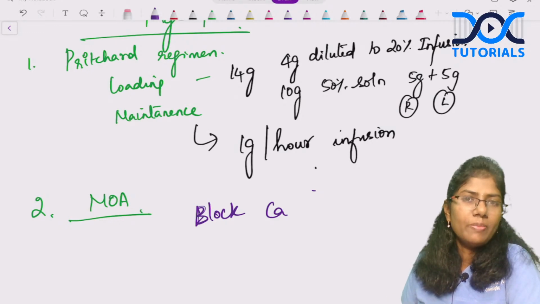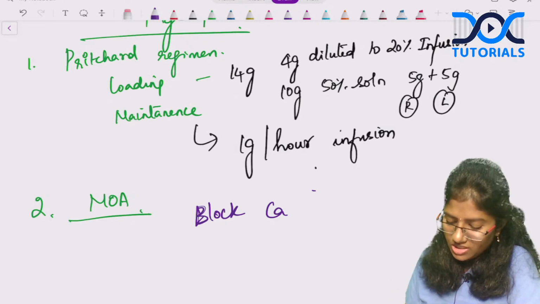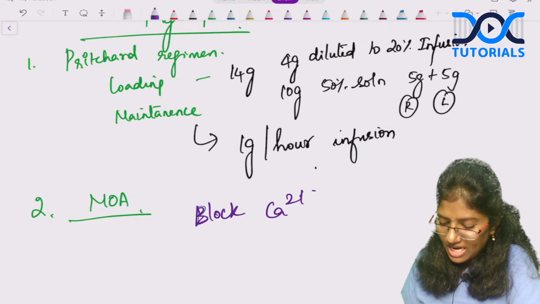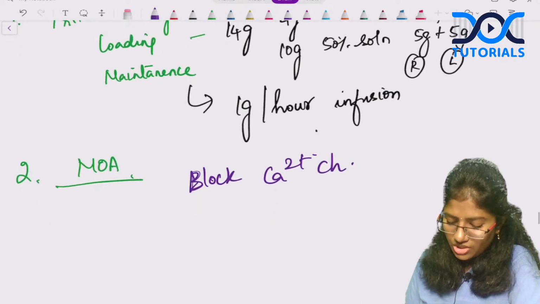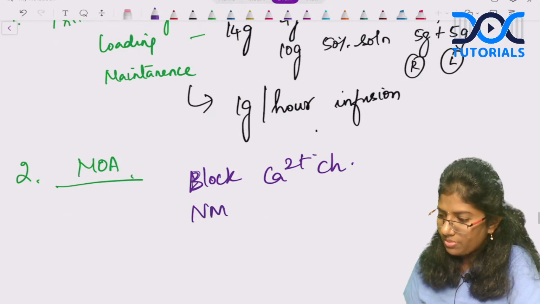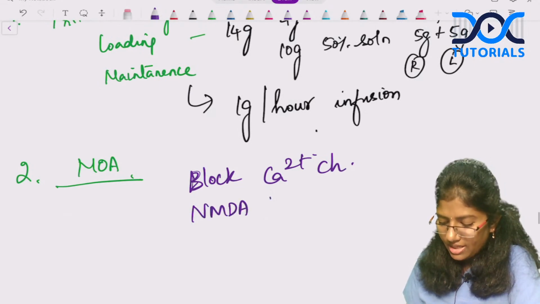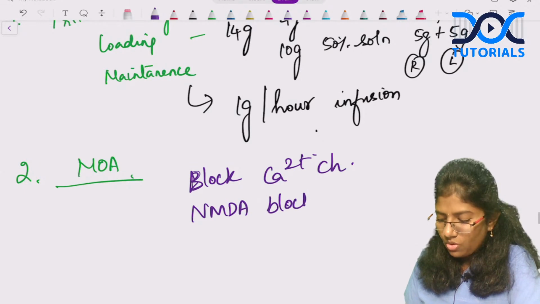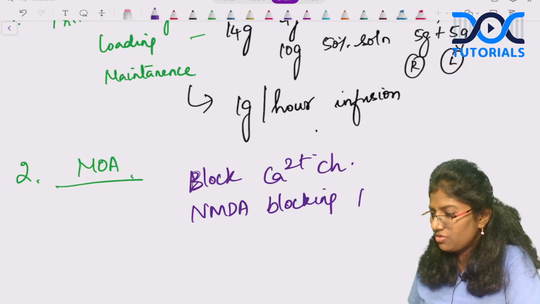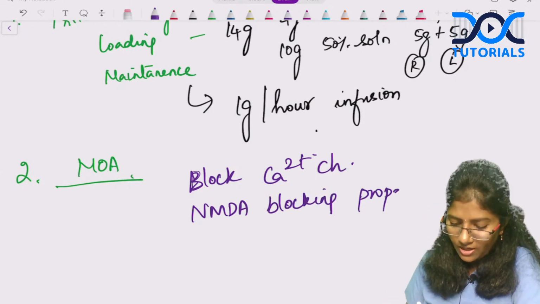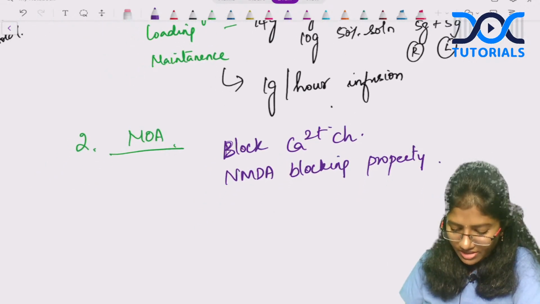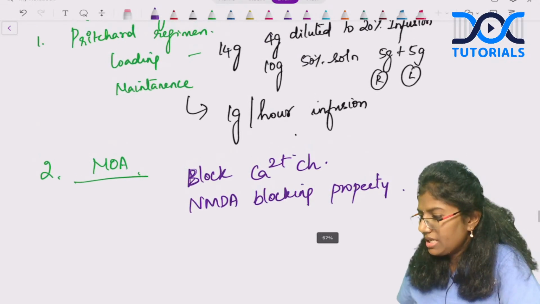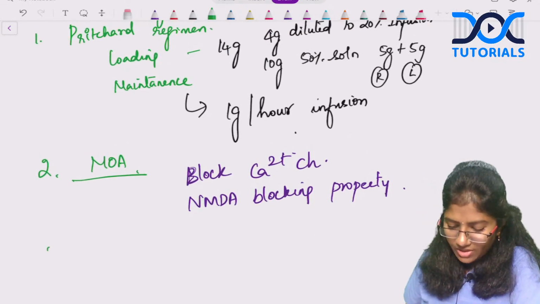Talking about magnesium sulfate, what is the mechanism of action of magnesium sulfate? It blocks calcium channels. That is the first mechanism of action. It also has NMDA blocking property. Next, how do you monitor a woman on magnesium sulfate? Tell me, how do you monitor?